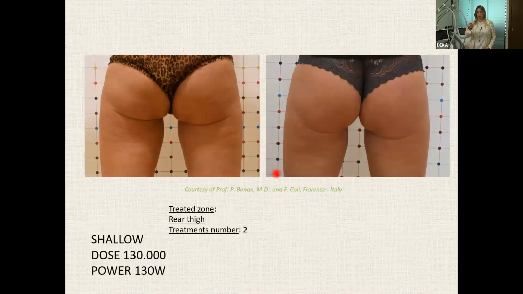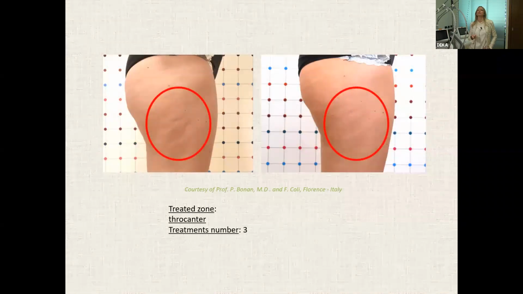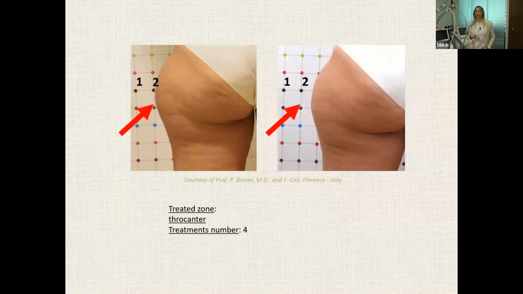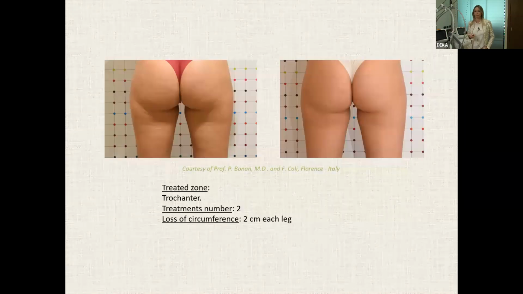She's the same patient, so you see that the fold here in the gluteus area completely changed in two treatments with shallow handpiece. Even here, we treated with shallow handpiece because she had a very strong cellulite. You see that after three treatments, how these little holes improved. I suggested to her to undergo surgery, but she didn't want, so we tried to perform Onda treatments, and after four treatments, she lost many centimeters, I think about 4 centimeters in each leg of circumference. Here we treated trochanteric area and inner thigh after two treatments for her, and we stopped because she obtained very good improvement.